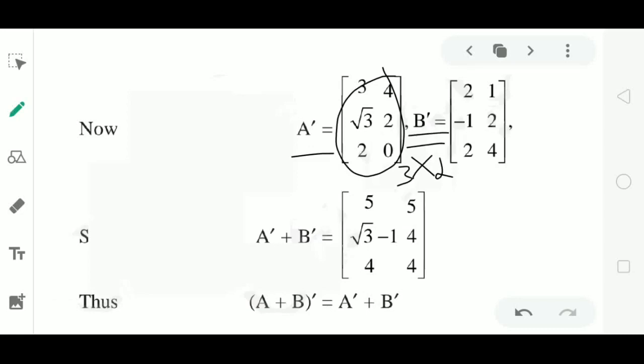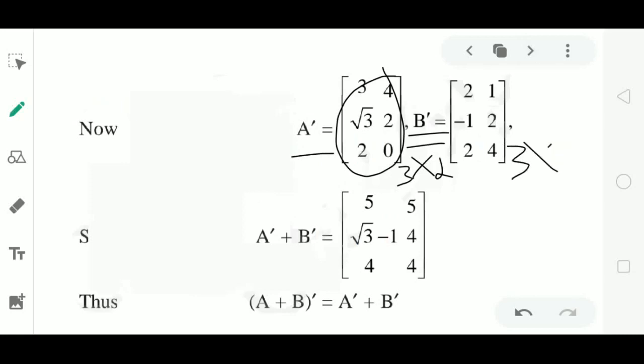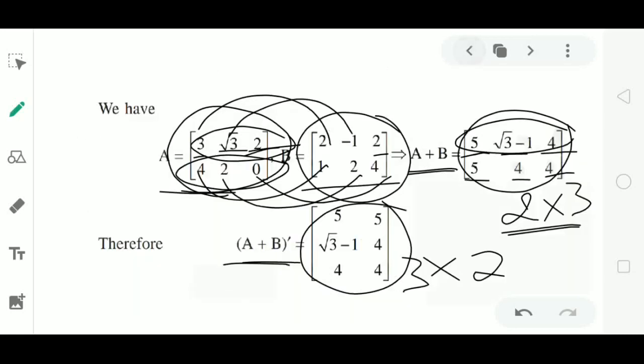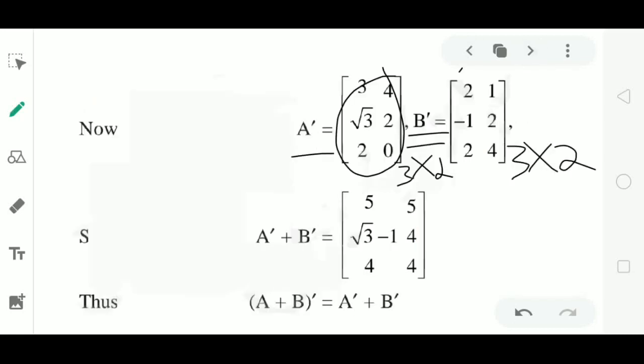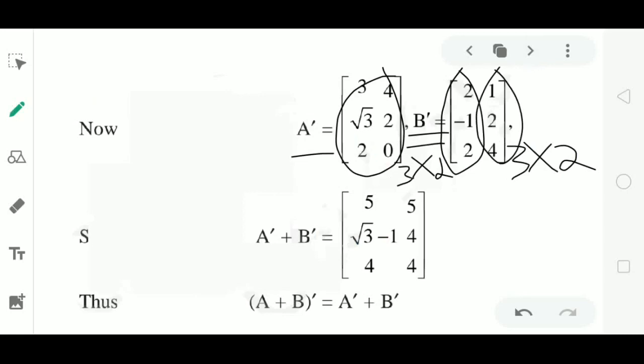Next, for B dash, the matrix B is of the order 2 by 3. Then matrix B dash will be of order 3 by 2. The first row of B contains elements 2, minus 1 and 2. We write the same elements in the first column of B dash. 2, minus 1, 2. The second row of B contains the elements 1, 2, 4. We write these elements in the second column of B dash. Now, this is the matrix B dash.